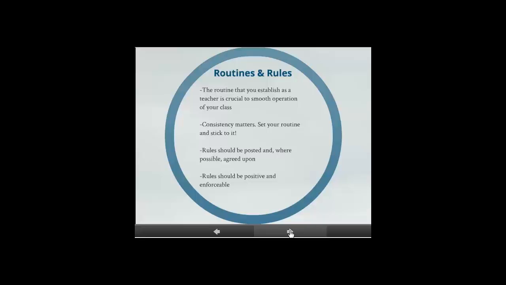When creating rules, it is best if they are agreed upon by the students and teacher. When students take ownership with the rules, they are more likely to follow them. The rules should be posted in the classroom and should be both positive and enforceable.